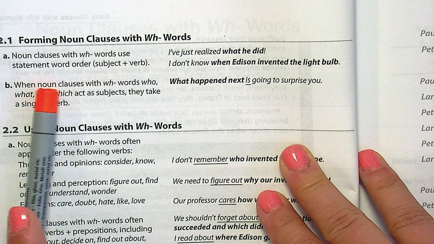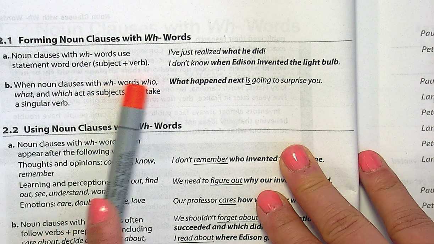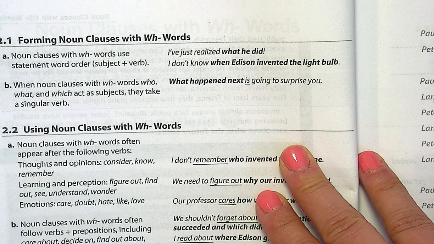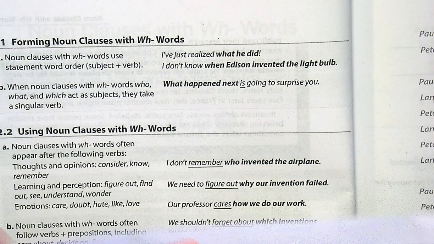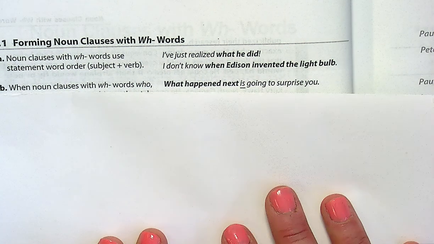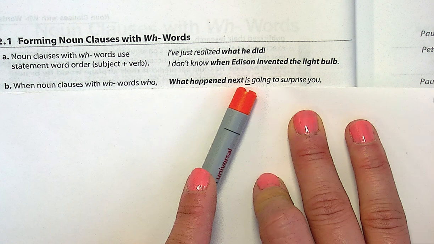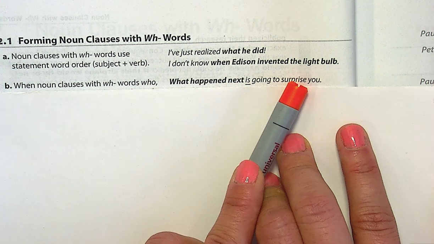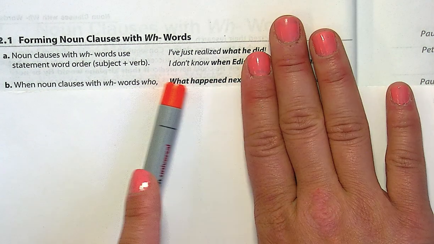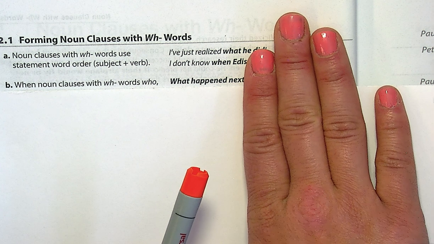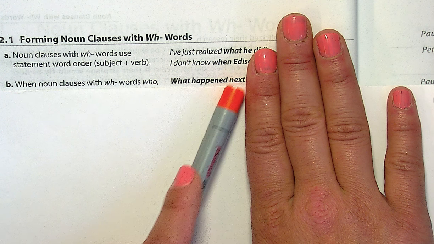When noun clauses with WH words like who, what, and which act as the subject, they take a singular verb. What happened next is going to surprise you. The thing that happened next is going to surprise you. So in this case, we've got what happened next. This is a noun clause. It's working as a subject. It's a noun. The thing that happened.